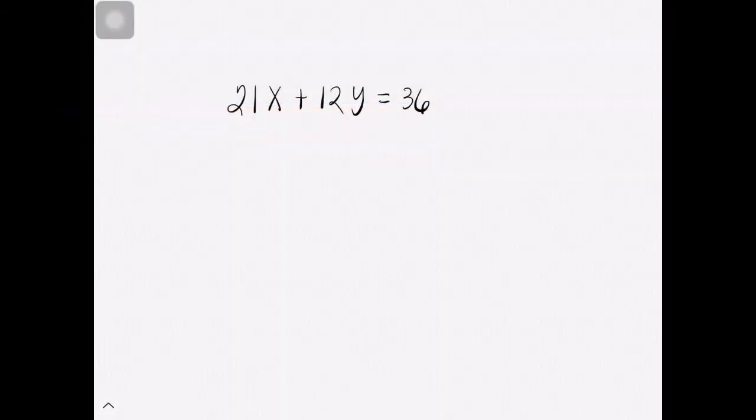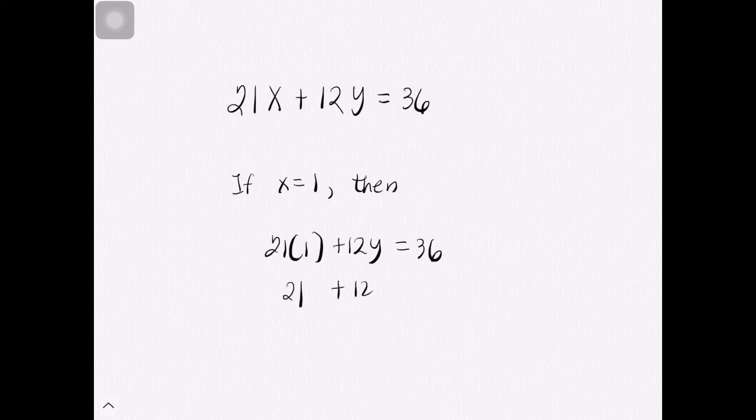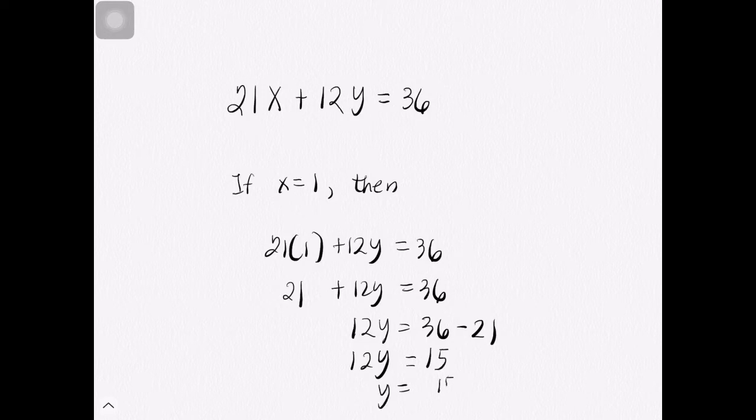We are used to solving this linear equation when one of the variables is given, just like in the event that x is given to be 1, we can right away solve for y by solving this equation. We will have something like 21 times 1 plus 12y equals 36. So this would be 21 plus 12y equals 36. And so 12y is equal to 36 minus 21. That's 12y equals 15. And so y is equal to 15 over 12 or 5/4. And so we have a solution that is x equals 1 and y equals 5/4.